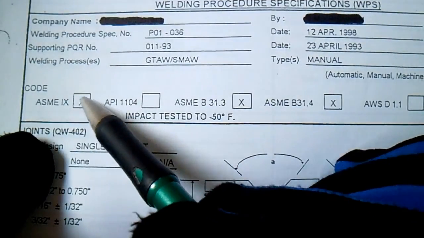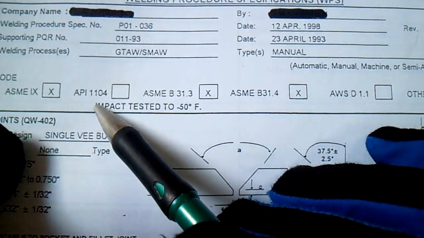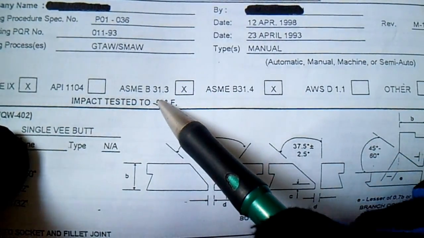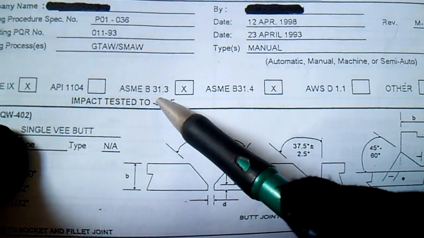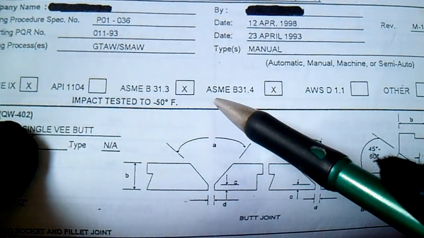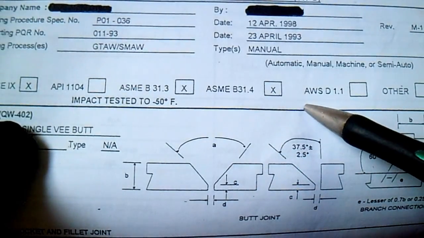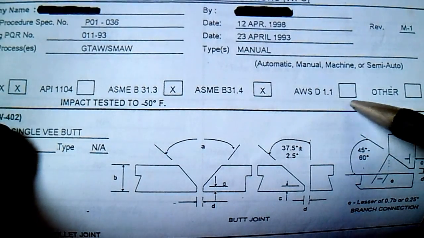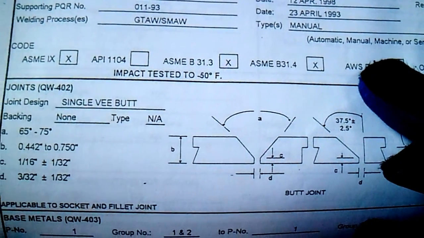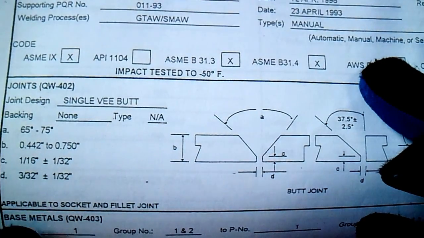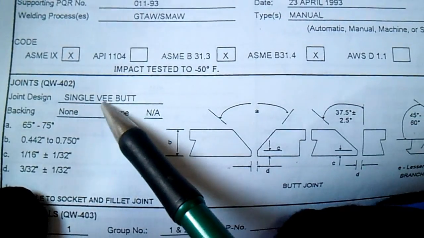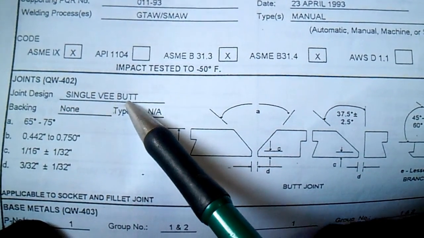So in the box we have code, we have code API 1104, ASME B31.3, ASME B31.4 and AWS D1.1. Okay, so next in WPS we have joints. So this is joint design, single butt, single V butt.